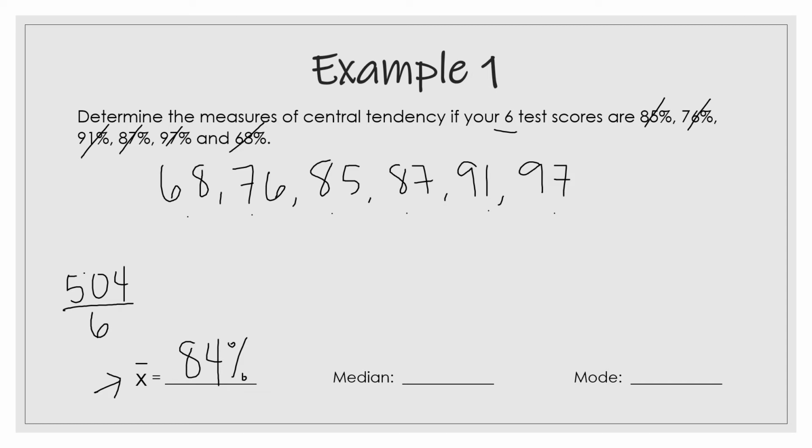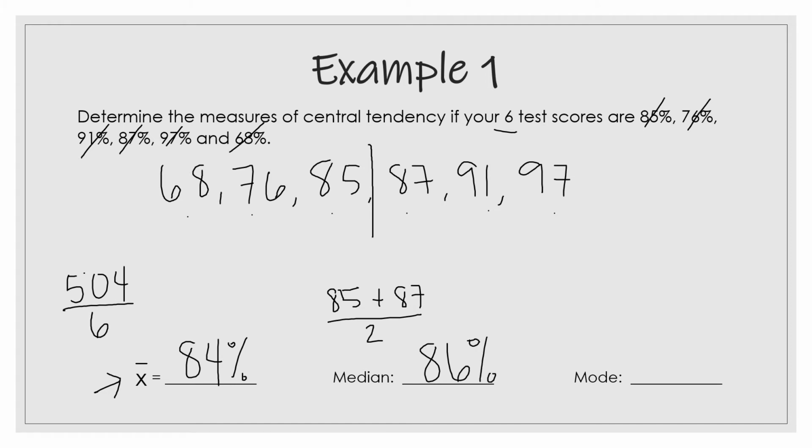Okay, the median is the middle number, and when they're ordered, these are already ordered from least to greatest. So the middle would be right here in between 85 and 87. In the event that you have 2 numbers in the middle like this, you can just find the mean of those 2 numbers. So we do 85 plus 87, then divide that by 2, and that gives me the median. 85 plus 87 divided by 2 is 86, so 86% would be my median.